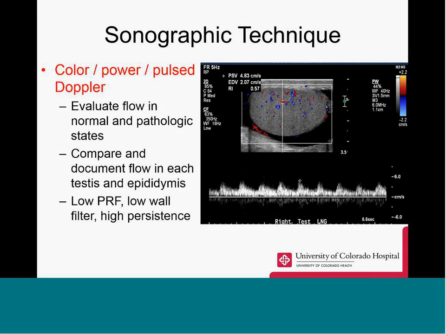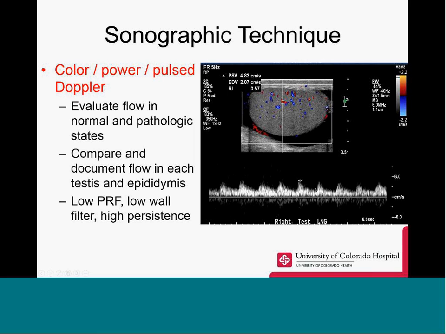Color, power, and pulse Doppler. Again, we'll evaluate the flow in the normal and pathological states. We do compare and document flow in each testis and epididymis. Again, we want to use a low pulse repetition frequency, a low wall filter with a high persistence. These settings will help optimize for this low flow state.